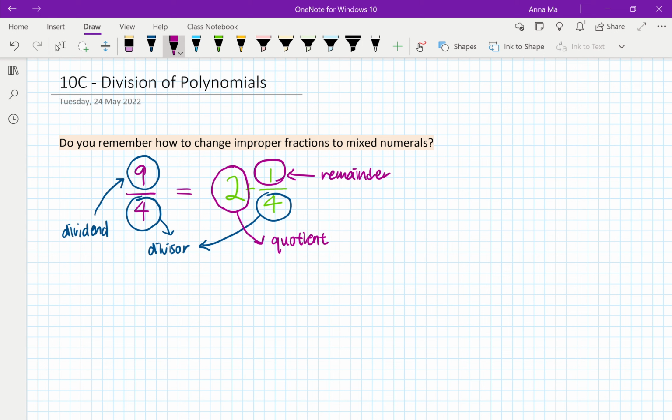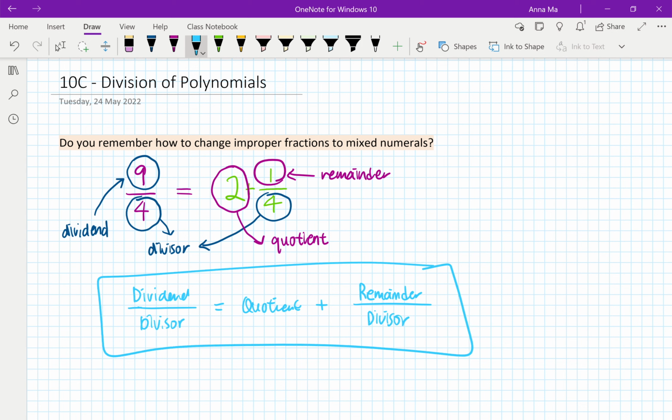So in this case, we say that the dividend over the divisor, or maybe I should write it down separately, I could say that the dividend over the divisor gave us a quotient plus the remainder over the divisor. So that's pretty much the format of how you change the improper fraction to mixed numerals.